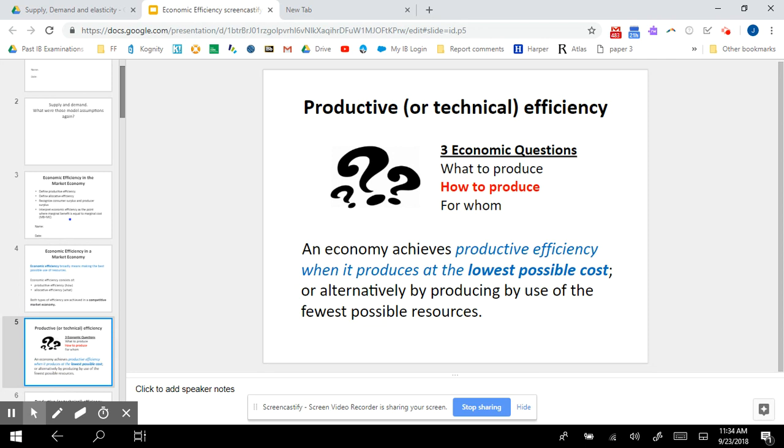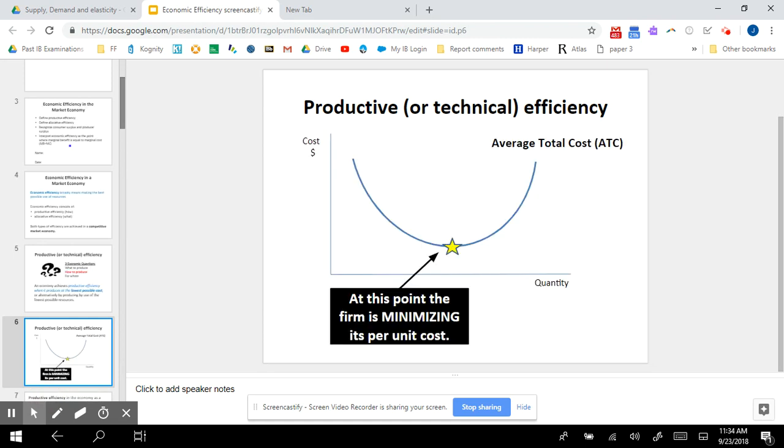Productive or technical efficiency. So those three economic questions, what to produce, how to produce, and for whom to produce, right now we're going to focus on how to produce. And an economy reaches productive efficiency when it produces at its lowest possible cost, or alternatively by producing by use of the fewest possible resources. We'll be revisiting this graph when we look at theory of the firm, a higher level topic, but productive or technical efficiency simply means that on the average total cost curve, you are producing at the very minimum. So at this point, the firm is minimizing its per unit cost.